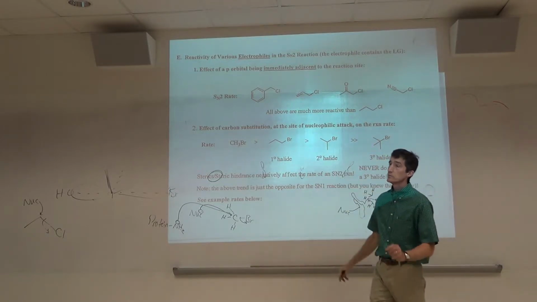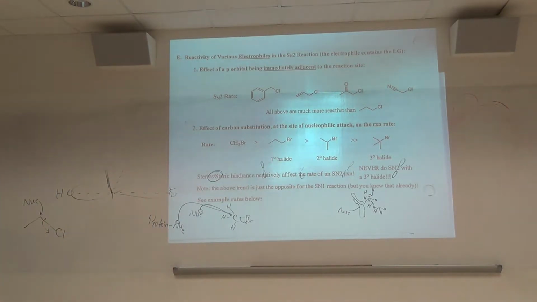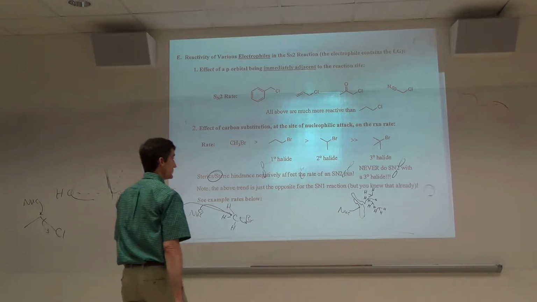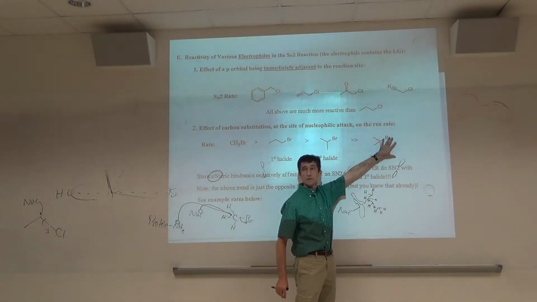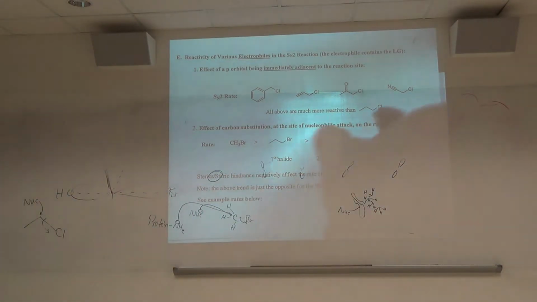Because in SN1, what's your intermediate? Carbocation. And what's the best type of carbocation? Tertiary. See, the one on the end is going to form the best cation. So your trend is just the opposite with SN1. That's your best substrate for SN1. All right, now we're focusing on SN2. We'll eventually get to SN1 and see a few things.